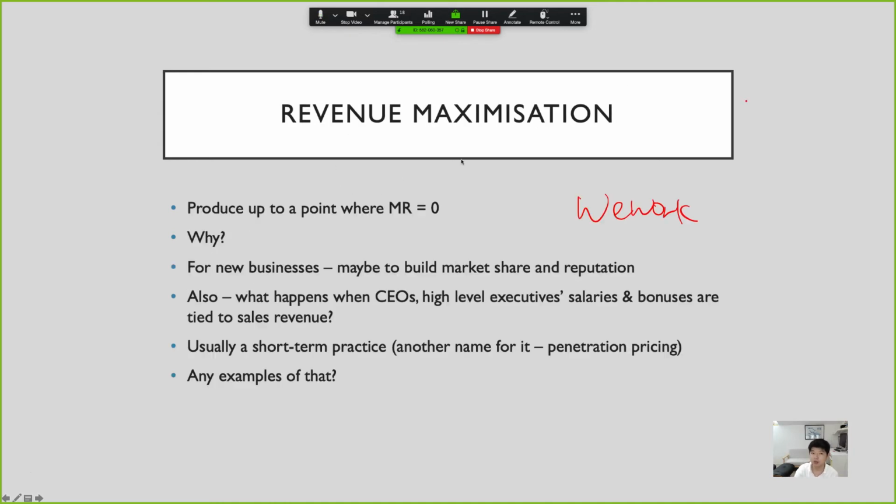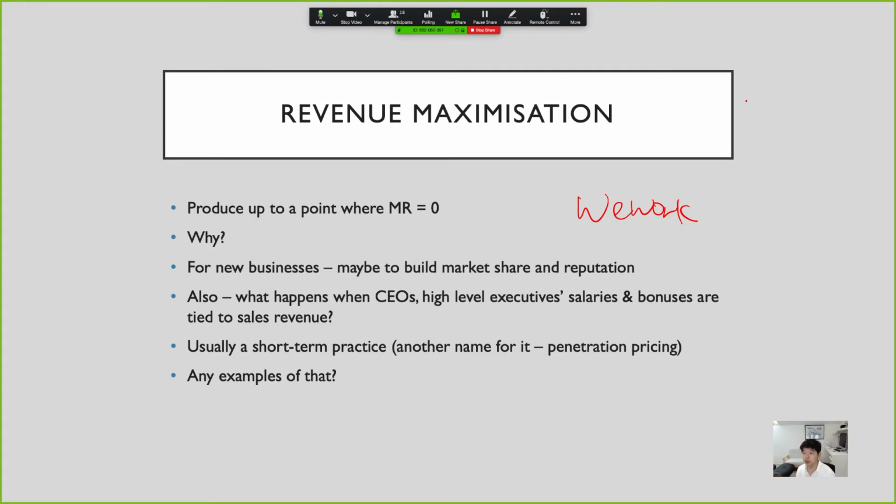Next, a company that carries out revenue maximization could be doing so because profits at this juncture are not important to them. So I'm going to give you an example of what kind of firm will want to maximize revenue as opposed to maximizing profits.